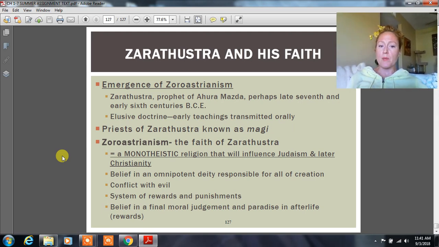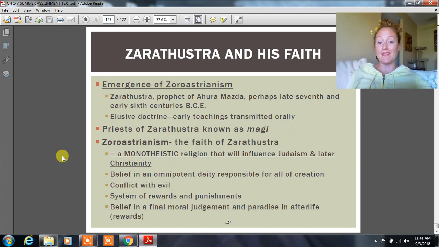They believed in an omnipotent deity, so another way to phrase that is an all-knowing God that was responsible for all of creation. They believed that there was some kind of conflict with an evil spirit, very similar to the idea of a devil. And they believed that there was a system of rewards and punishments for how you lived your life in the afterlife. So they didn't quite call it heaven, but they did refer to a paradise in the afterlife where people would face some kind of final moral judgment.